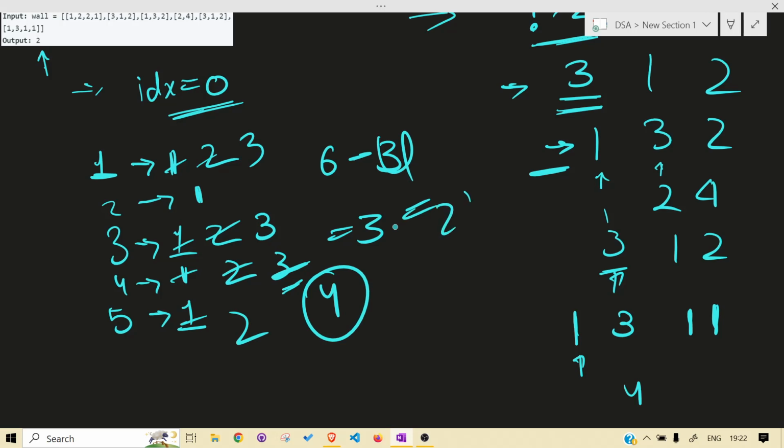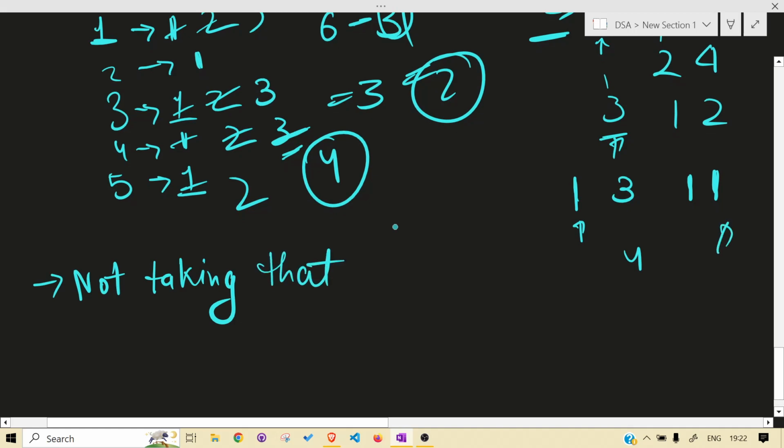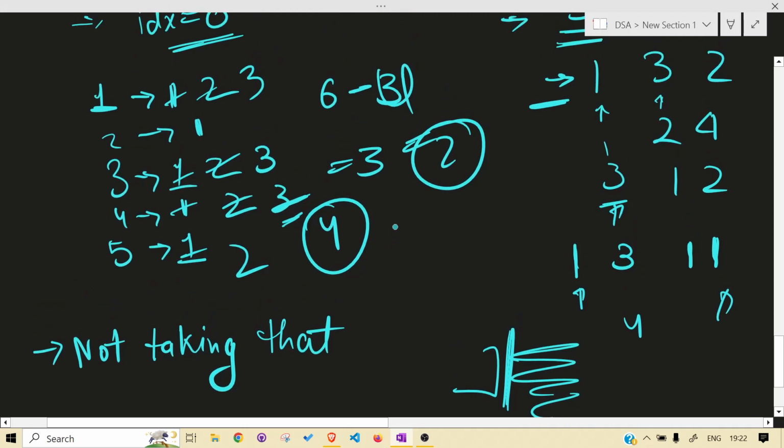4 minus 6, it's 2. And again I am repeating that we are not taking that last one, because we don't want this. Here it's nothing. We want bricks in between the bricks. So I just messed up over here. I was saying that, but I did write it. We will not take that.